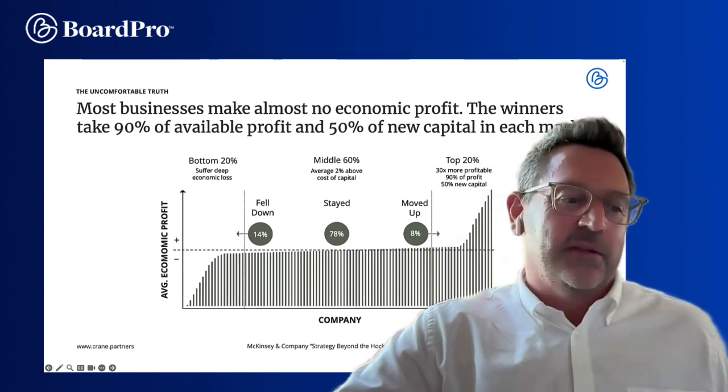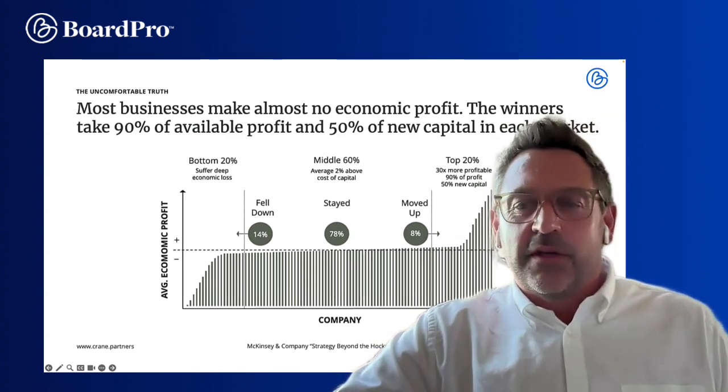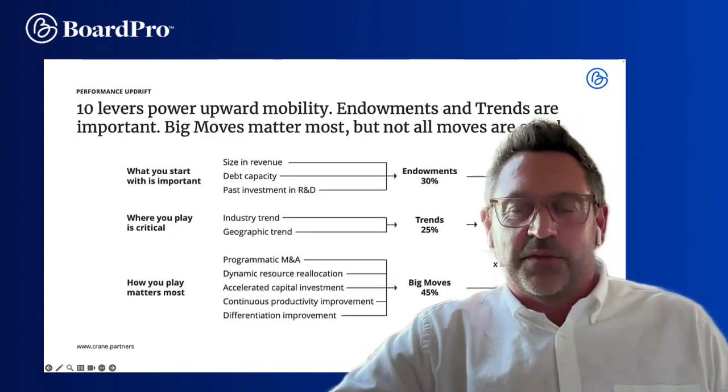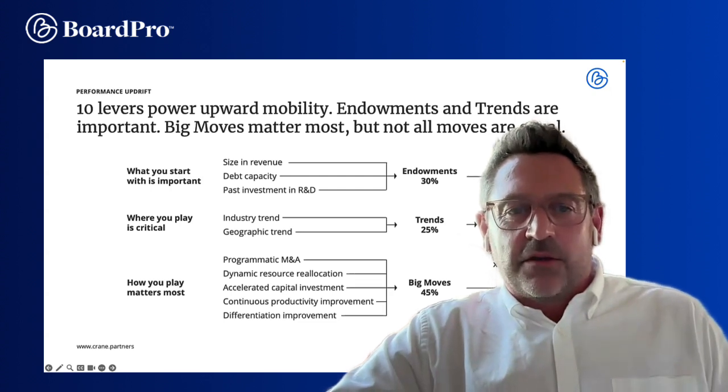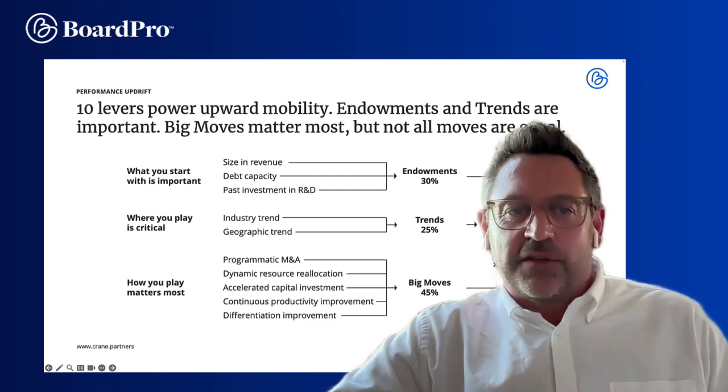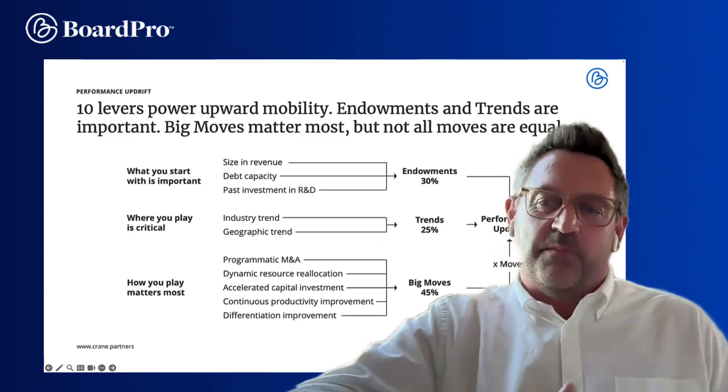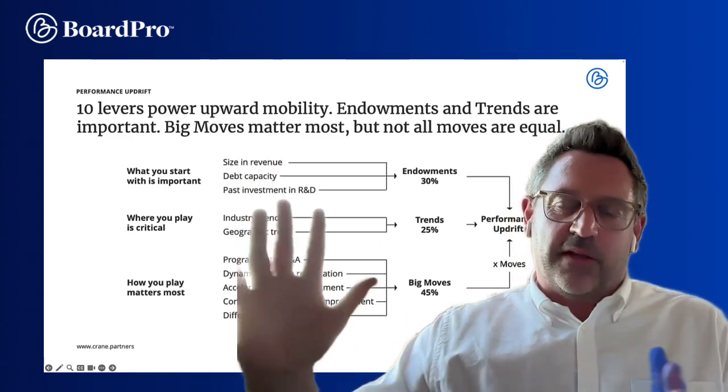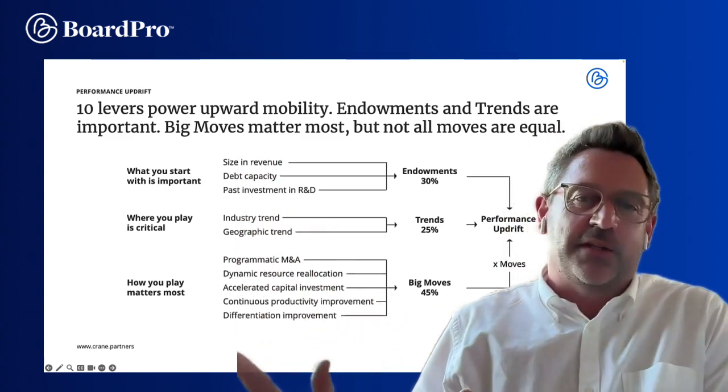So just keep that in mind as we talk through some of the more difficult challenges that companies face. The good news is there are 12 levers that really power this upward mobility up that curve to being in the upper quintile, or the winners in that circle.